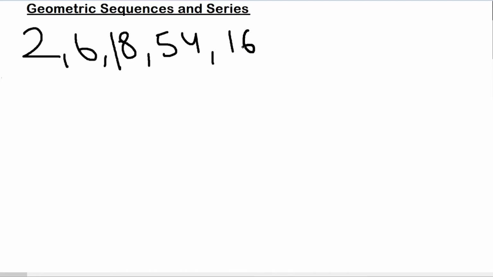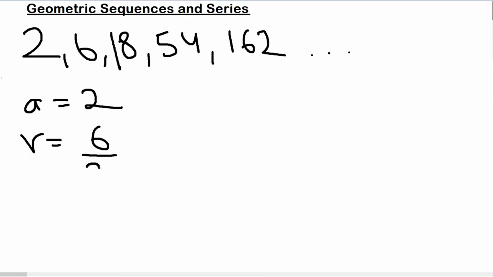So we need to find the 10th term in the sequence. The sequence given is 2, 6, 18, 54, and 162, just the one we just looked at, which is a coincidence. The first term is 2. The common ratio can be obtained by dividing 6 by 2, which is 3. And n is 10.